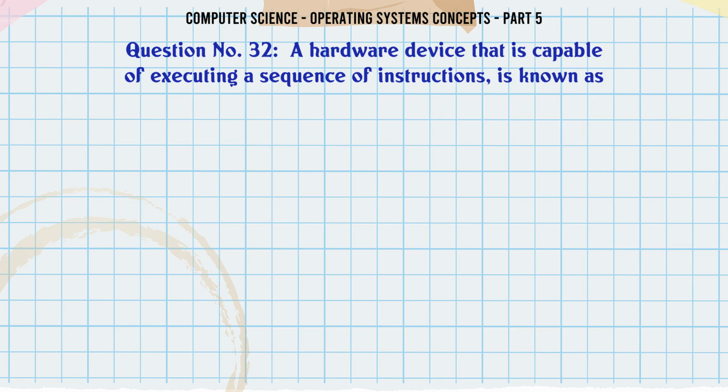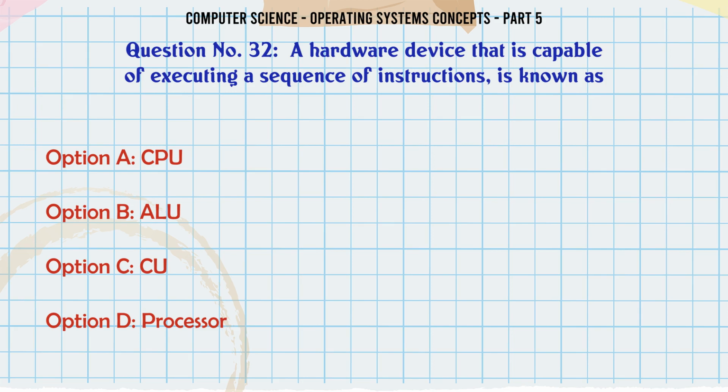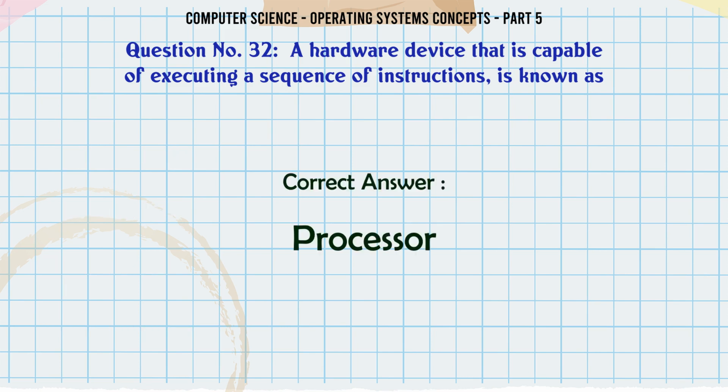A hardware device that is capable of executing a sequence of instructions is known as A. CPU. B. ALU. C. CU. D. Processor. The correct answer is processor.